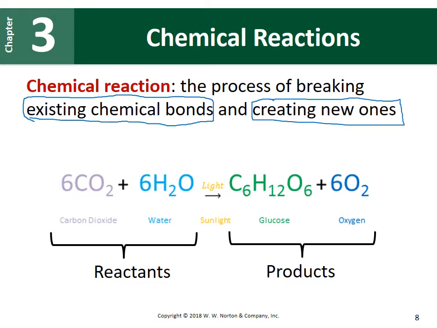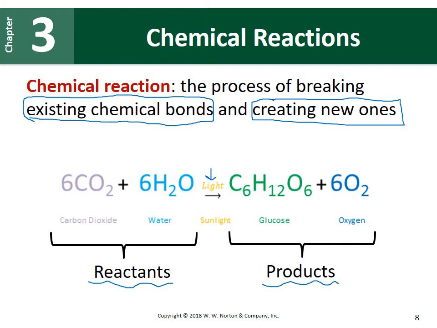In this example, we have photosynthesis, and we will look at photosynthesis in more detail later. But to give you an overall picture of what happens, we have reactants, which are the starting material. In this case, we have carbon dioxide and water. The carbon dioxide and the water go through a chemical reaction using sunlight energy to create glucose and oxygen, and those are our products.